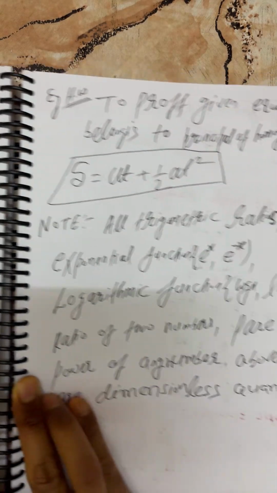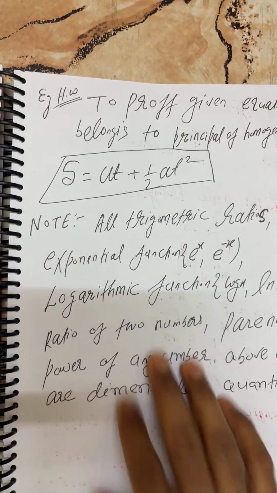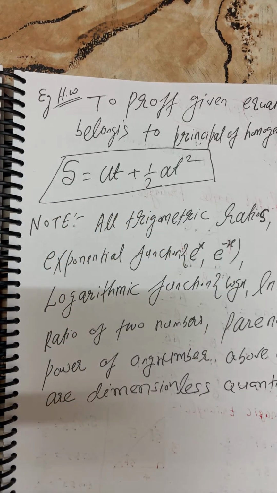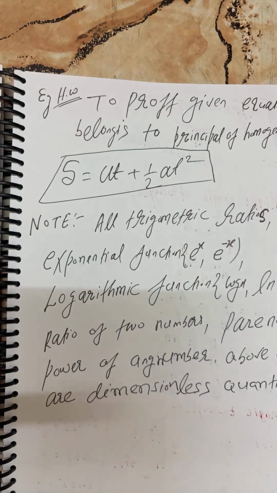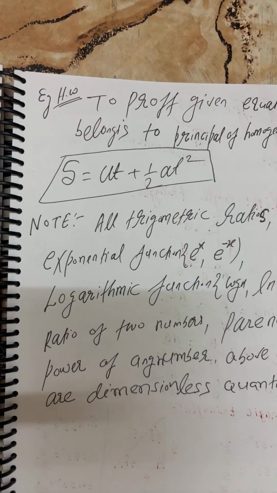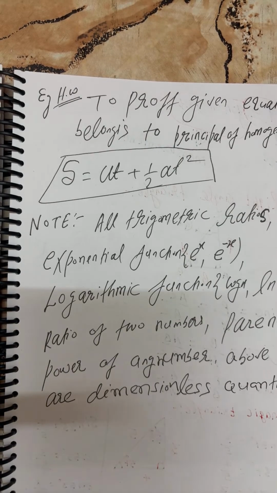So students, without wasting time I'm going to start the class, but first I'll take a review of yesterday's class. Yesterday I gave one numerical: to prove that the given equation belongs to the principle of homogeneity. The equation is S equals UT plus half of AT square. But till now I haven't got answers from many kids who joined yesterday's live session. Anyone who attended yesterday's class can answer me here.